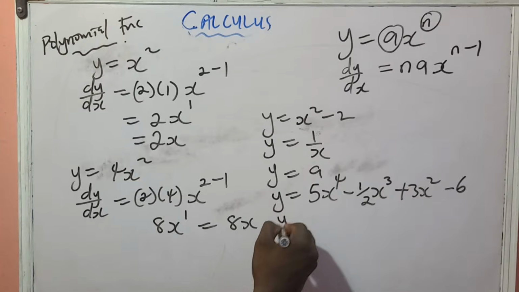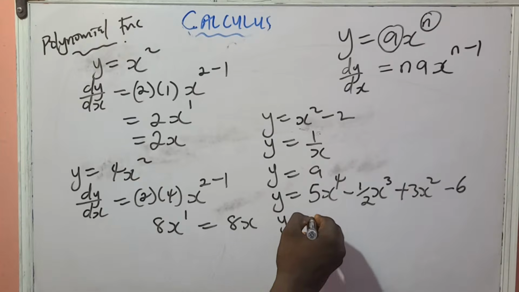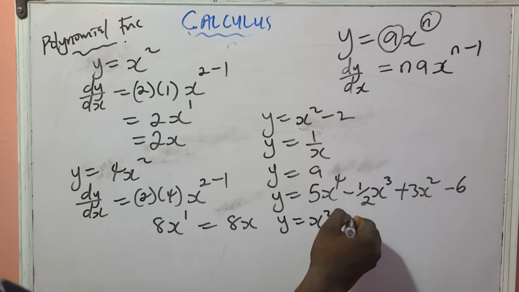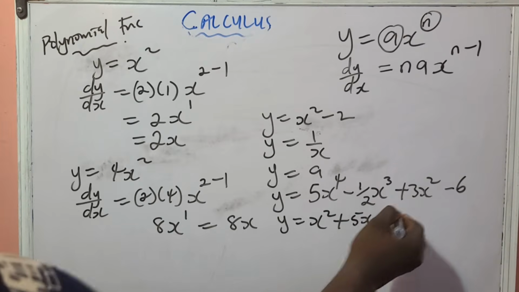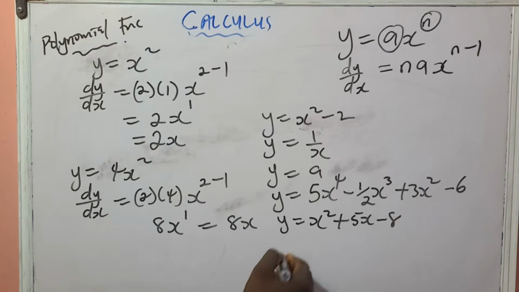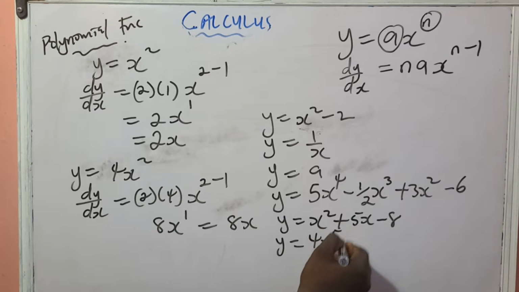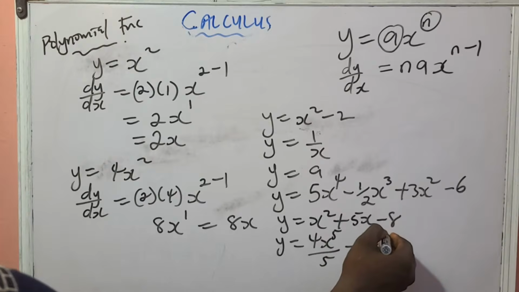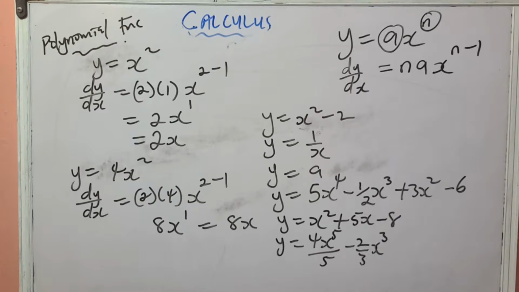So we have another one, y equals x squared plus 5x minus 8. And we have this one also, y equals 4x raised to the power 5 over 5 minus 2 over 3x raised to the power of 3. Then we have plus 2 over x. Then we have minus 3 over x squared.